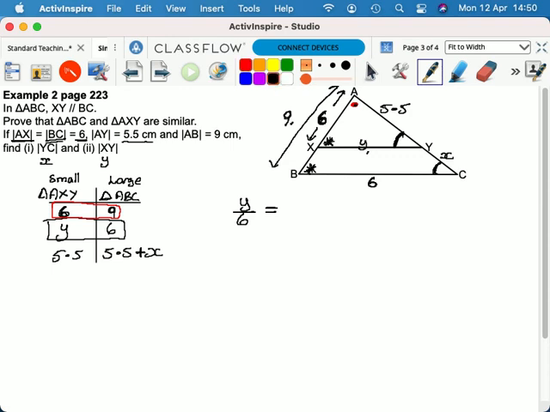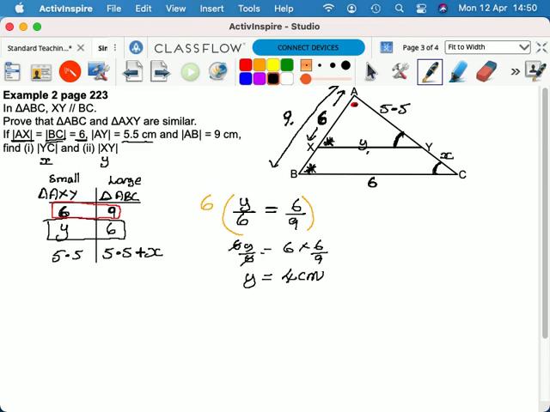This is how the similar triangles work. What I want to do is get y on its own, which means I need to multiply both sides by 6 to get rid of the divide by 6. So I end up with 6y over 6 is equal to 6 times 6 over 9. The 6's cancel. y is equal to 36 divided by 9. The answer is 4. It's 4 centimetres.